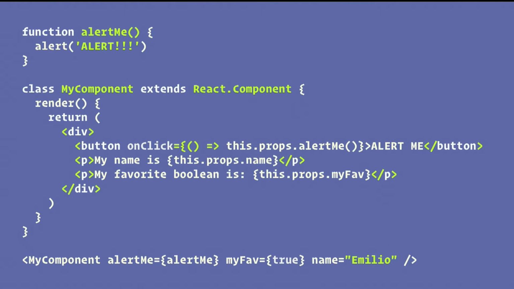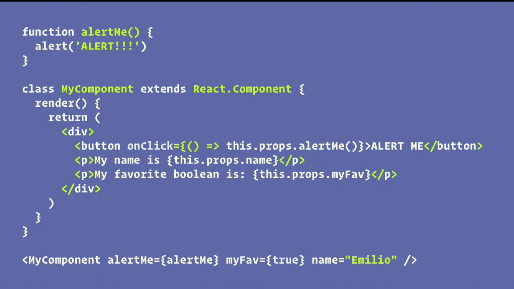So into this component, we're passing the props alertMe, myfave, and name. alertMe is the function alertMe. myfave is the boolean true. And then name is the string Emilio. So now this component, MyComponent, has access to these 3 props because I passed them in. Just like you would pass an argument into a function, you're passing these 3. So you could pass in whatever you want, and you could call it whatever you want. We chose to call them alertMe, myfave, and name.